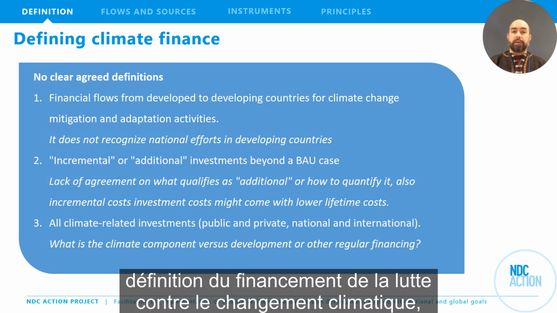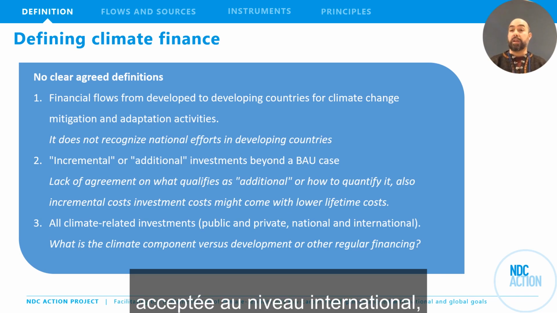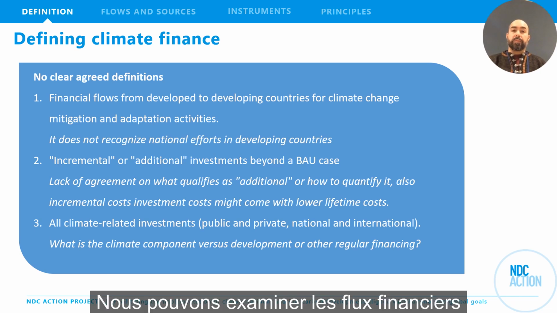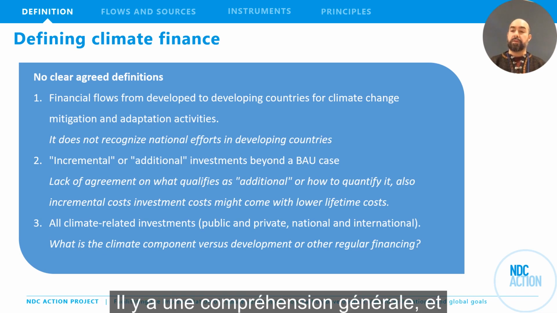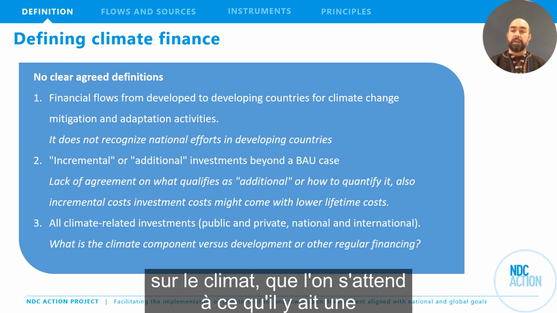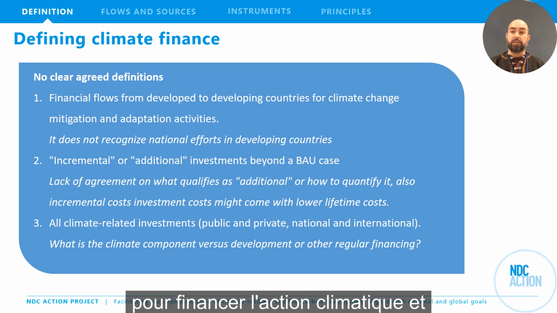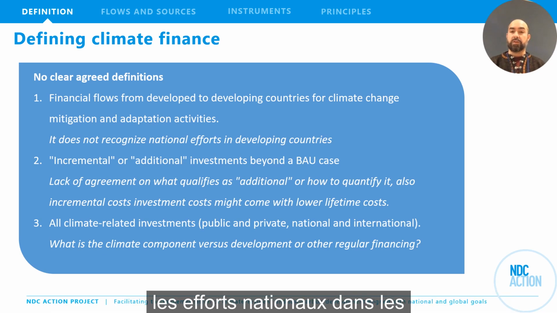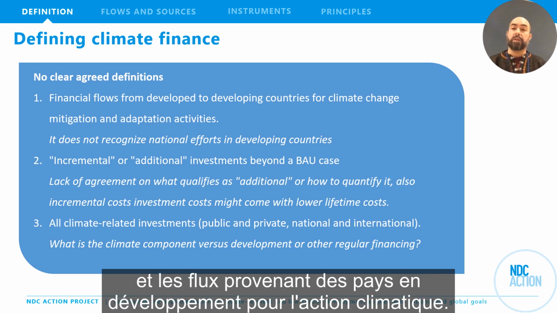So looking at the definition of climate finance, first of all, there is no clear internationally agreed upon definition. So there can be different ways to look at it and interpret it. We can look at financial flows from developed to developing countries for climate change mitigation and adaptation activities. There is a general understanding, and it's also written down in international climate agreements, that there is an expectation that financial flows will go from developed to developing countries to finance climate action and to respond to the impacts of climate change. But this definition doesn't necessarily recognize national efforts in developing countries and the finance sources and flows that stem from developing countries for climate action.